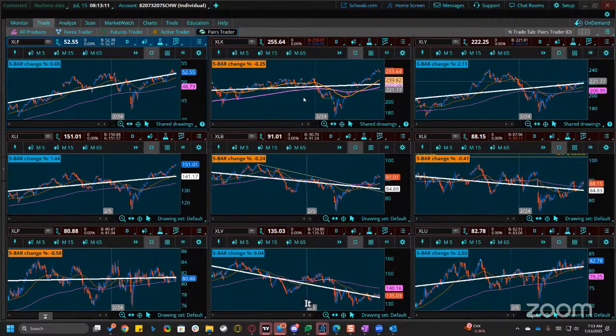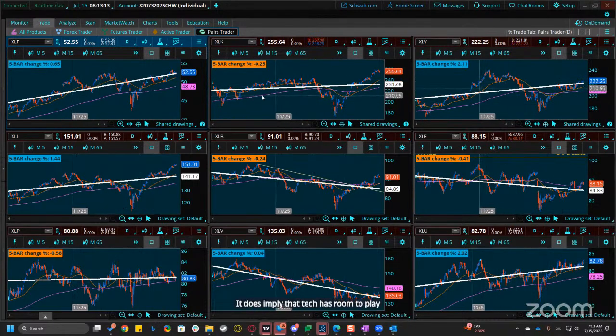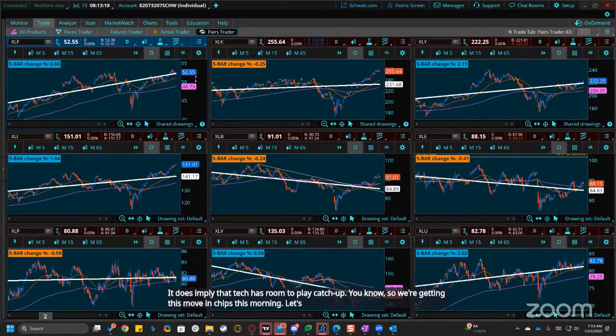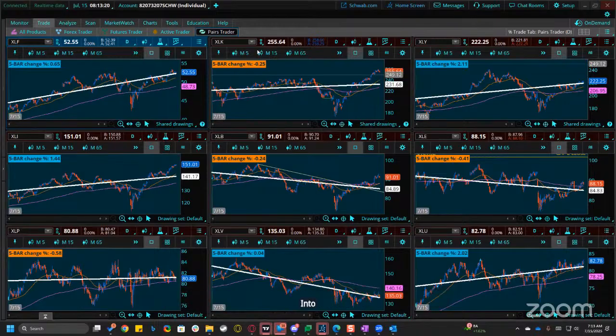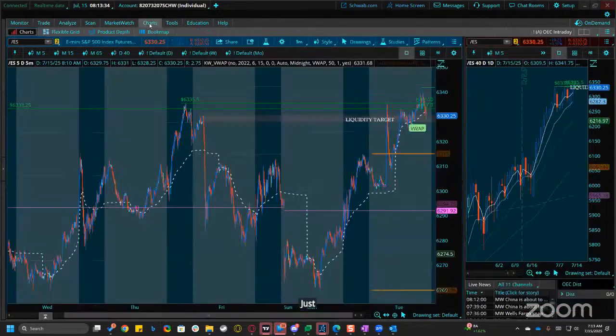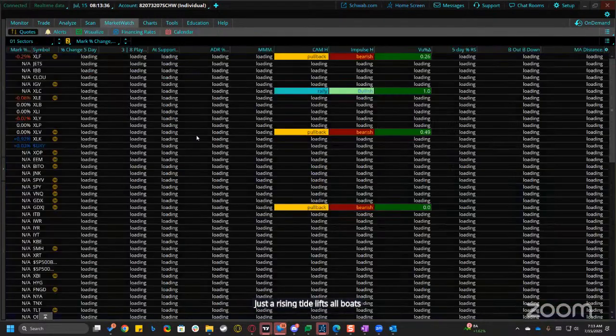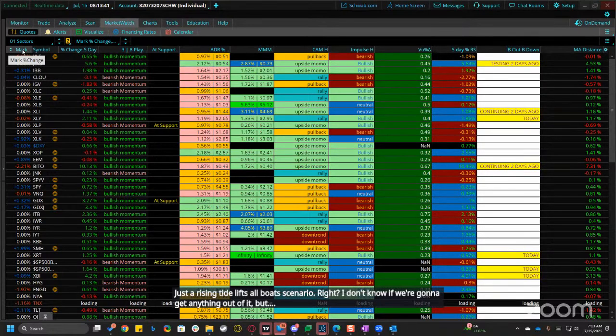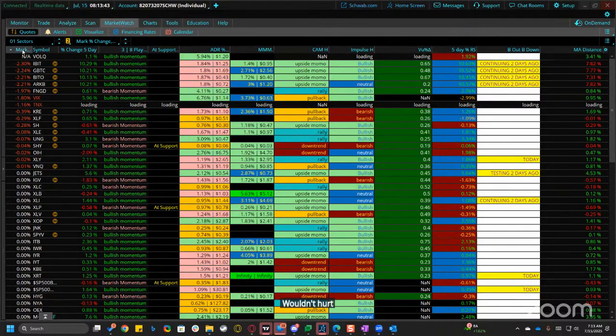It does imply that tech has room to play catch up. So we're getting this move in chips this morning. Let's see if it broadens out into some of the older, more legacy tech. Just off the top of my head, think of Dell or HP, some of that old tech. See if we get any kind of run in that space. Just a rising tide lifts all boats scenario, right? I don't know if we're going to get anything out of it, but it wouldn't hurt to take a look.